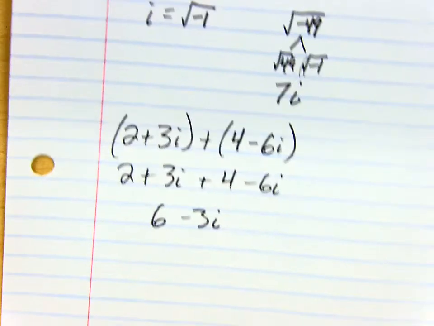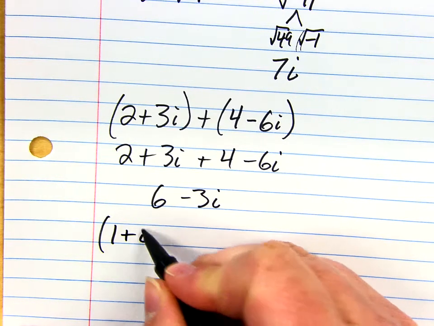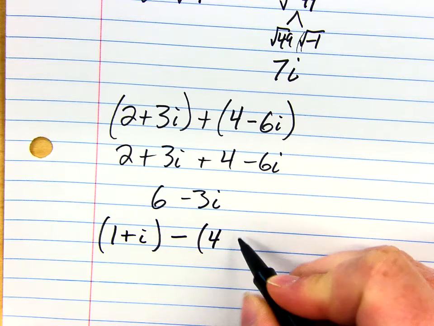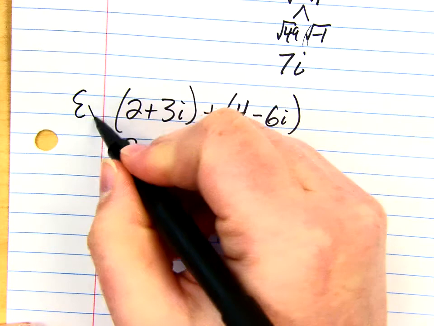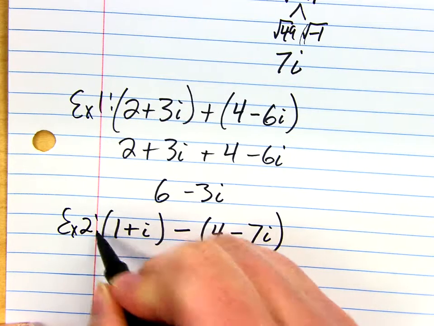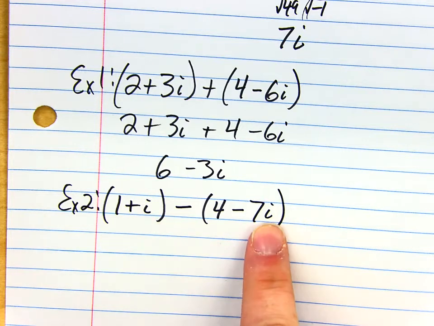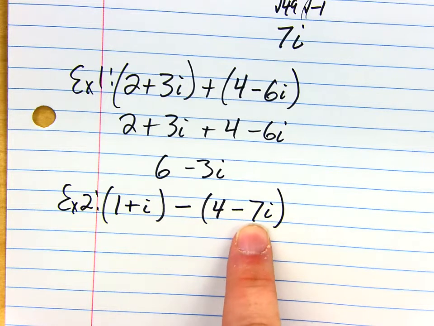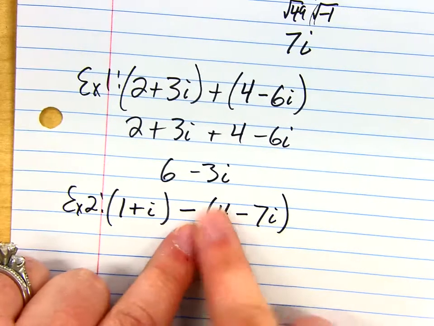Okay, so let's try a subtraction one. Let's say I wanted to do 1 plus i minus 4 minus 7i. Okay, so here's example 1, example 2. Here, the parentheses, I'm more concerned about them because I'm taking this number and I'm subtracting this entire number from it. Right? So what I really have to do is distribute that negative to both of these. So often kids don't do that and they only subtract the 4 and they never subtract this. But as you can see, I'm subtracting the whole thing.